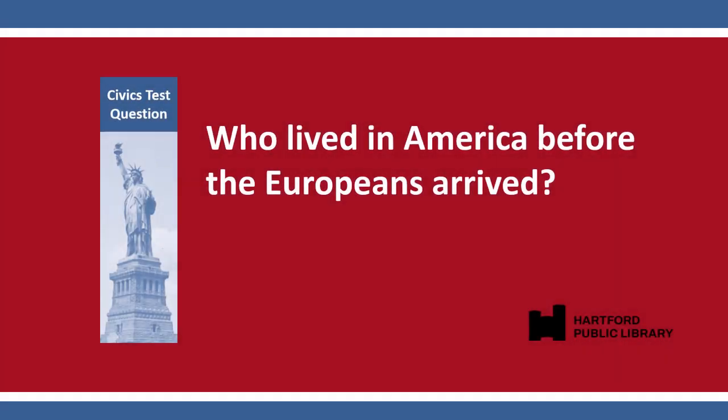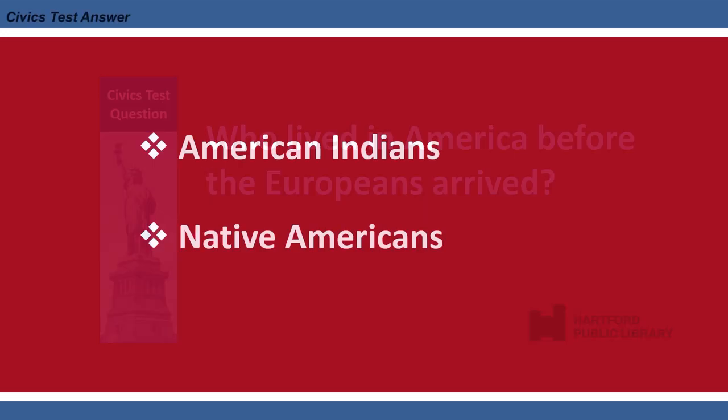Civics test question. Who lived in America before the Europeans arrived? Native Americans. Before the British, French, and other Europeans came to North America, Native Americans, or American Indians, were already living throughout the continent. American Indian tribes were frequently pulled into European conflicts, including the War of 1812.